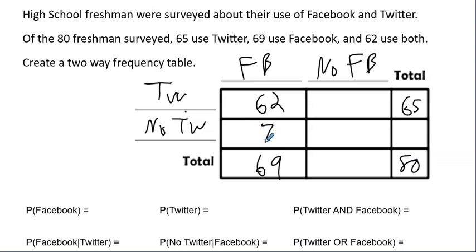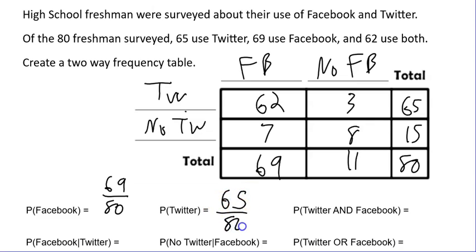This would be 7. This would be 3. This would be 15, 8, 11. The numbers all work out. Now what's the probability of choosing Facebook? Total Facebook is 69. Total students is 80. Twitter, total there is 65. Total is 80. Twitter and Facebook is this intersection, 62 out of 80.